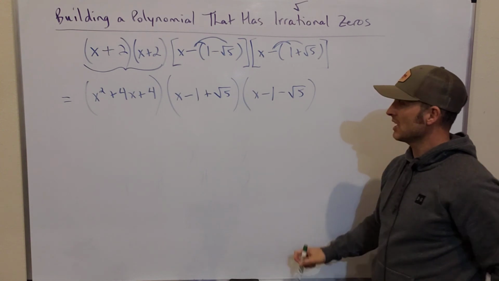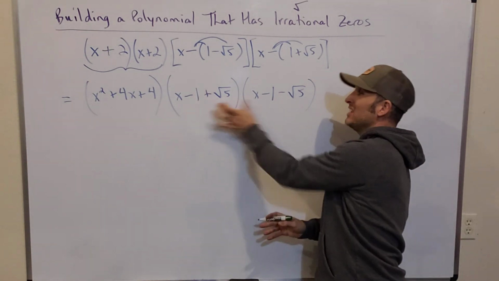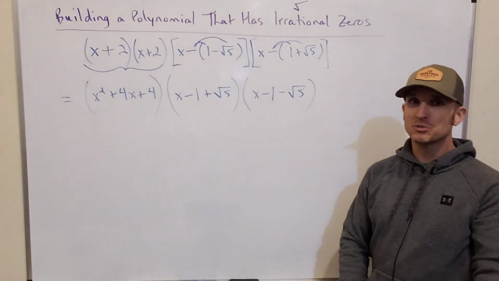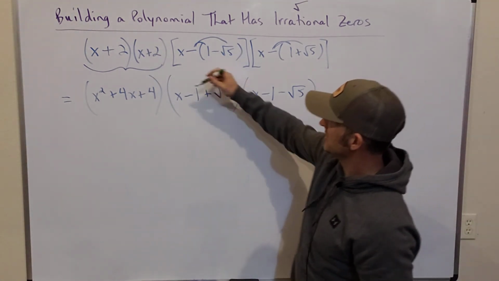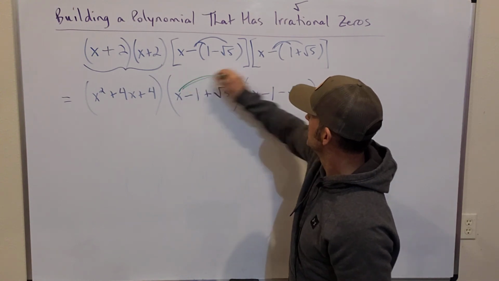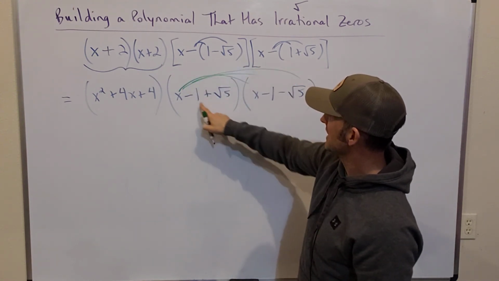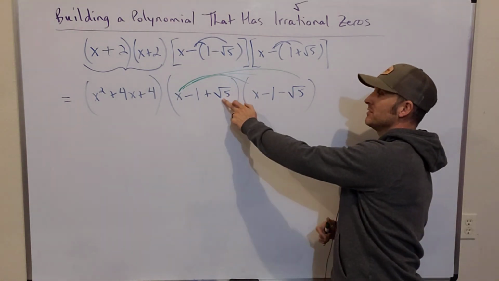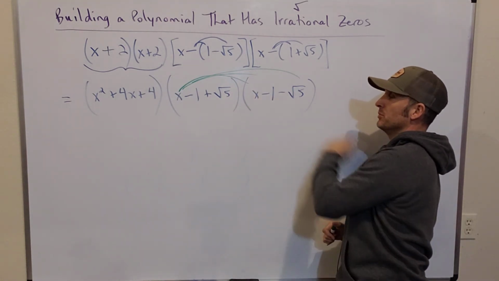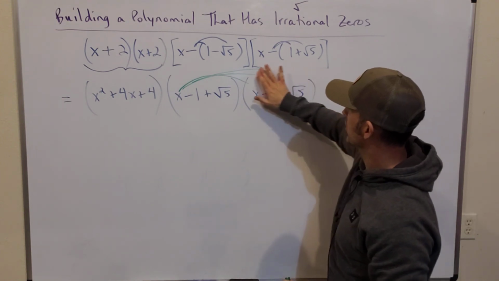Now, if you want to multiply these two trinomials now, the most basic way to do it, not the fastest, but the most basic way to do it is to take the x and distribute to all three terms. Take the negative 1 and distribute to all three terms. Take the positive square root of 5 and distribute to all three terms, okay? And that will work.